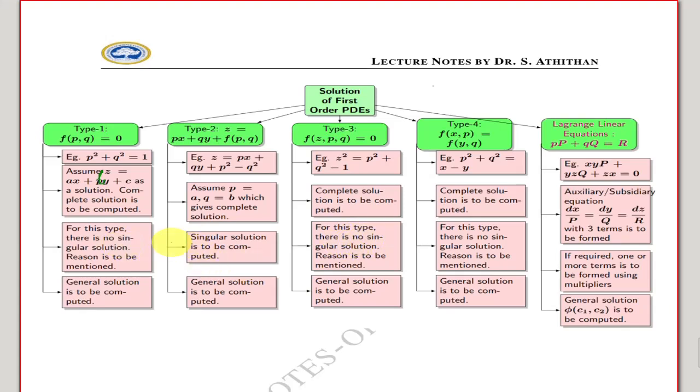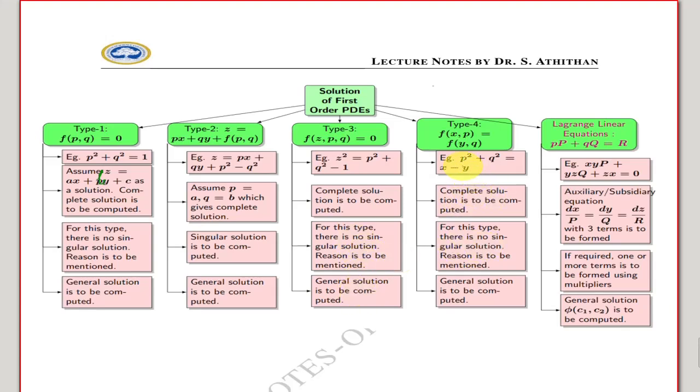Actually, the first type and this type, or even other types, only Clairaut's form has a singular solution, because if you differentiate with respect to a or c, here you can differentiate with c, you will get 1. You are not able to make it equal to 0. So that reason has to be mentioned. You need to compute and the reason has to be mentioned. In that way, you can find the singular solutions.